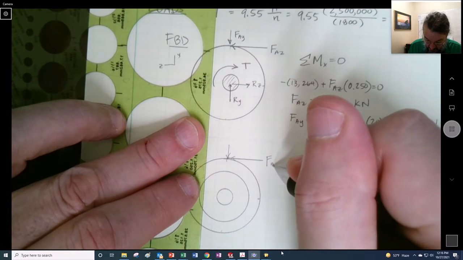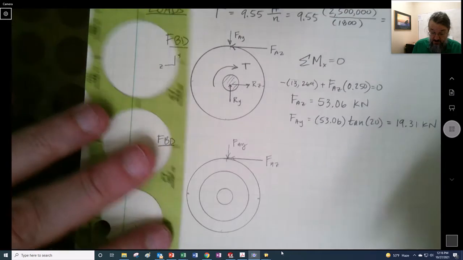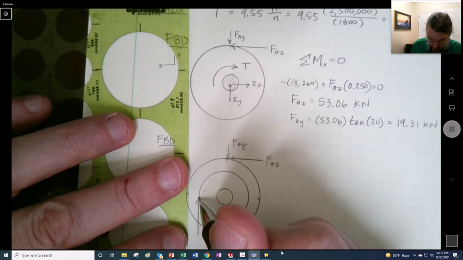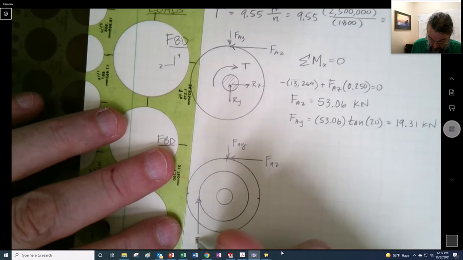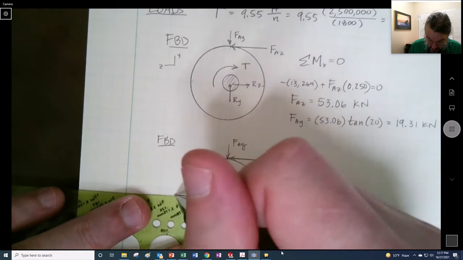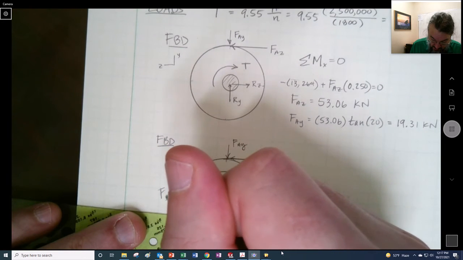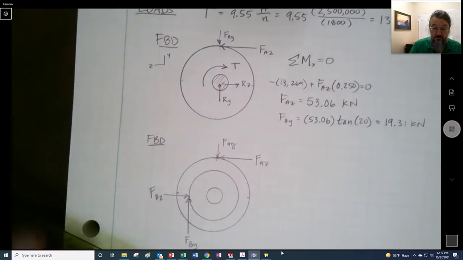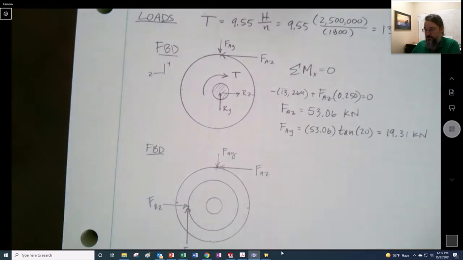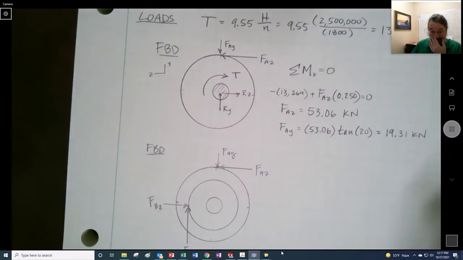So here's your FAZ, FAY, and then on this one, this is going to be our FBY, and I didn't really get that right spot, FBZ. All right. And my keyboard is in the way, so we will move it out of the way. Okay. All right.